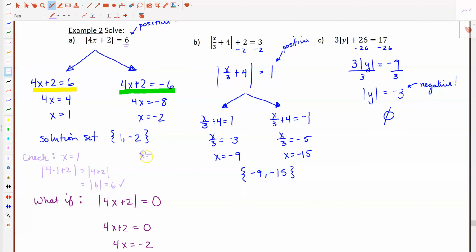Let's check x being -2. So I'll have the absolute value of 4 times -2 plus 2, which is the absolute value of -8 plus 2, which is the absolute value of -6. So now that I have that boiled down to a single number, we can go ahead and simplify that. This is asking me what is the distance that -6 is away from 0 on a number line, and it is 6 units away, which is, again, exactly what I wanted it to be, so that one checks out as well. All right, so if you've got the time, when in doubt, you can check it.